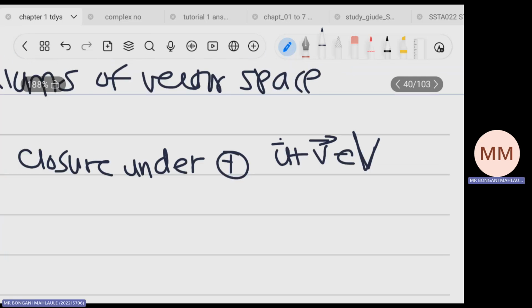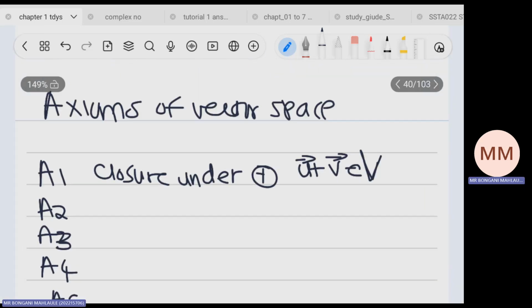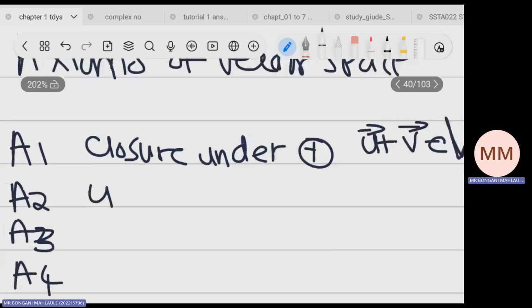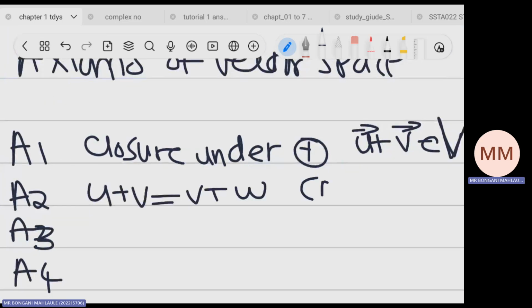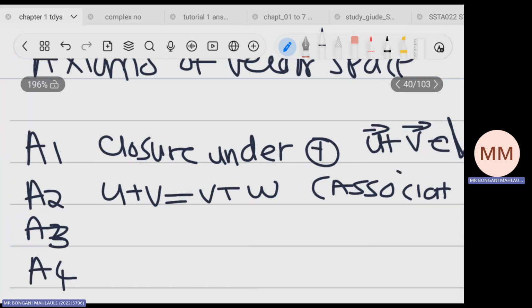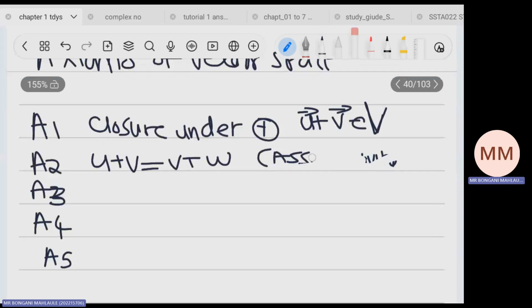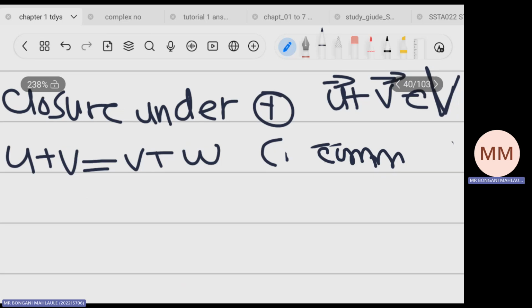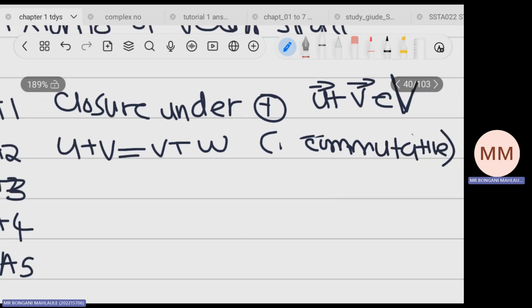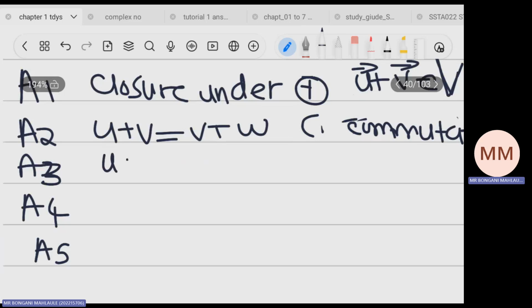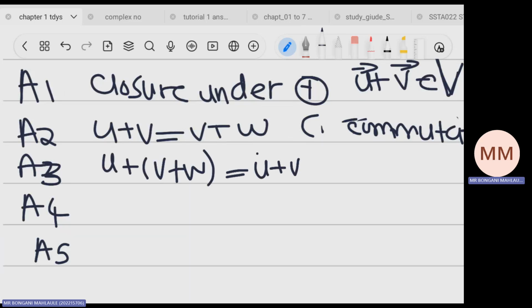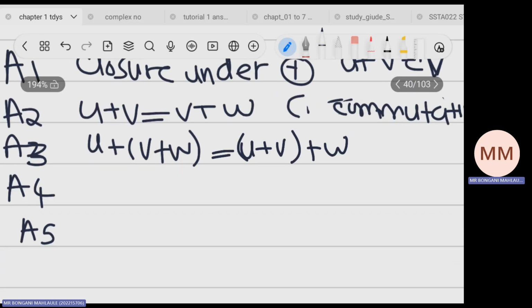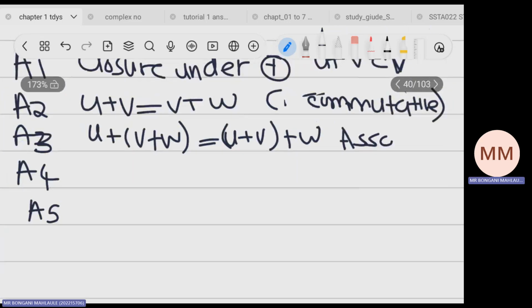But that is just a vector, right? And this U is just a vector. And then U plus V is equal to V plus U. This one is the associativity property, your commutativity, this one. So in most cases, if the commutative one holds, even the associative one is going to hold. A3, and this one is associative.